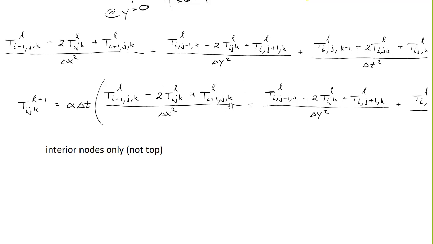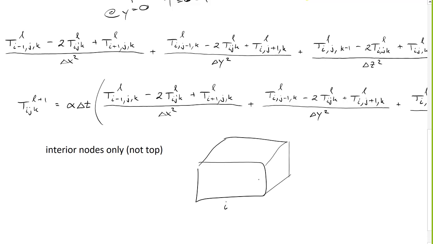Yeah, so now we've got everything for the interior. So the question now is how to deal with the top. Right. So if we draw the thing out again, I, J, and then K.